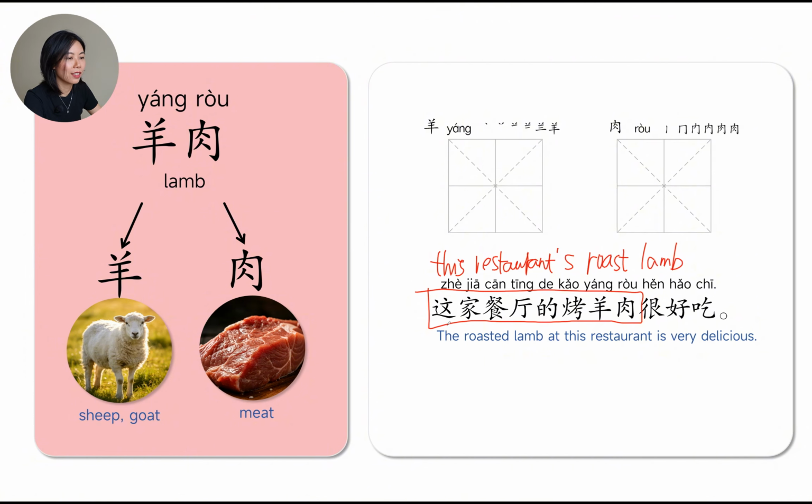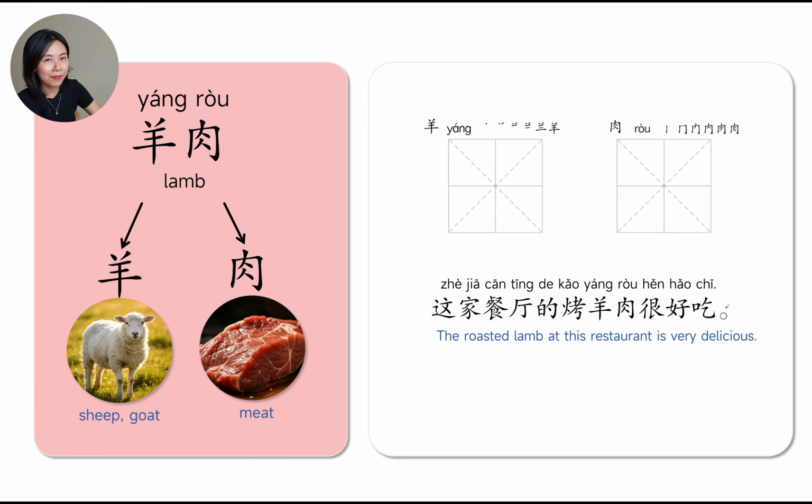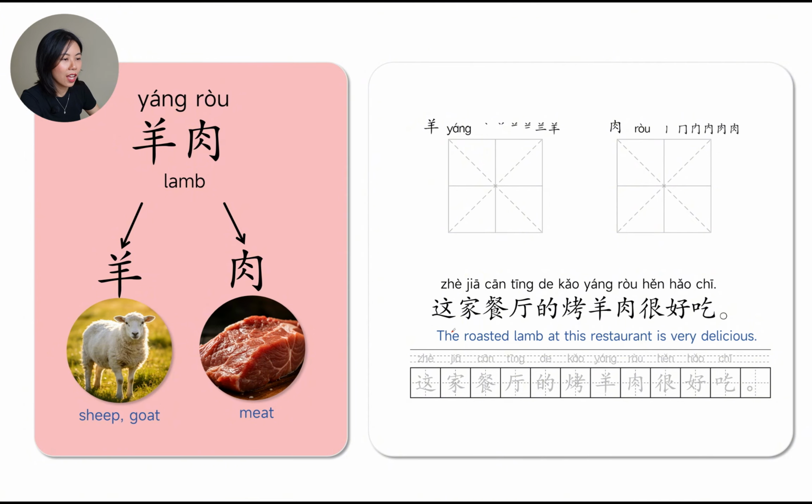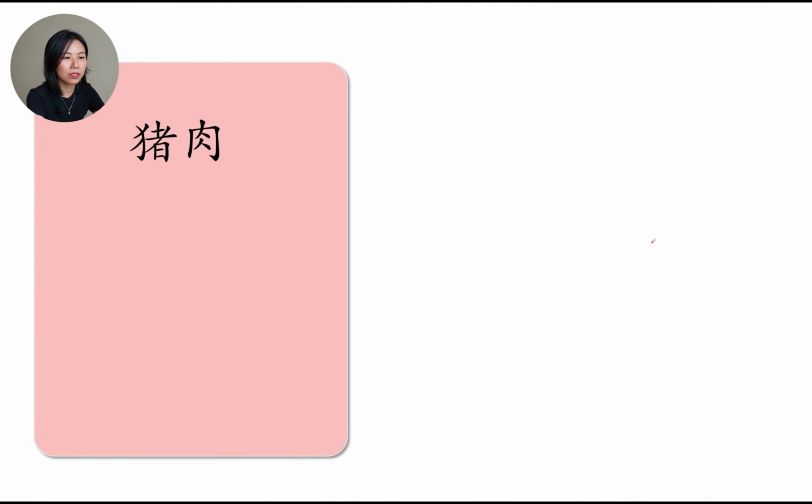Okay? So in this sentence, we can also translate it into the roast lamb at this restaurant. 很 very, 好吃 delicious, 很好吃 very delicious. So the whole sentence: 这家餐厅的烤羊肉很好吃. The roast lamb at this restaurant is very delicious.